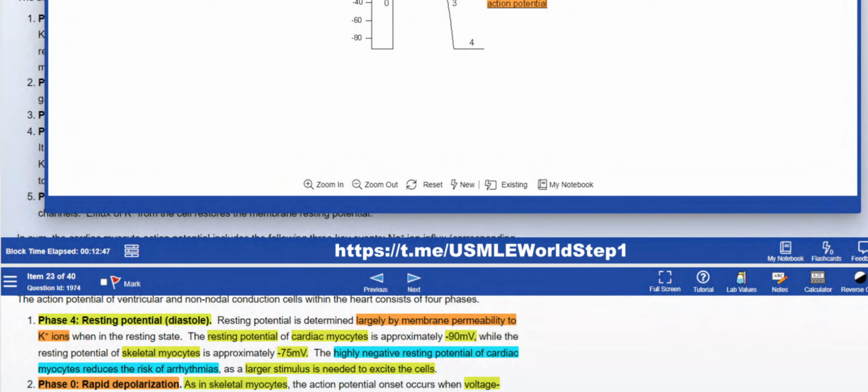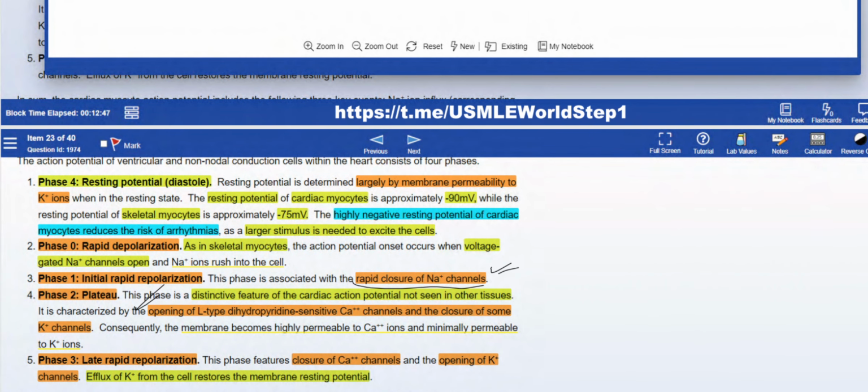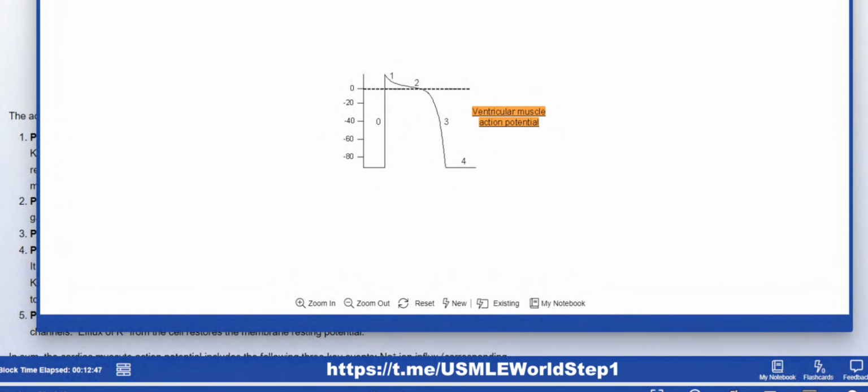Resting potential of cardiac myocytes is approximately minus 90 millivolt, while skeletal muscle cells is approximately minus 75 millivolt. The highly negative resting potential of cardiac myocytes reduces the risk of arrhythmias. Larger stimulus is needed to excite the cells. Then we have phase 0, rapid depolarization, as in skeletal muscles. Voltage gated sodium channels open, sodium ion rushes into the cell, just like I was saying. So phase 0 is because of sodium entry.